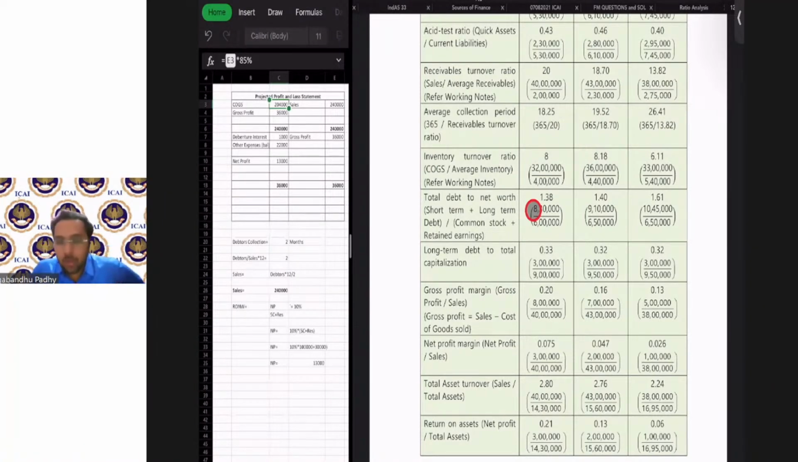Okay. Nanesh is asking, how do you know when the debt is long-term debt or short-term debt?